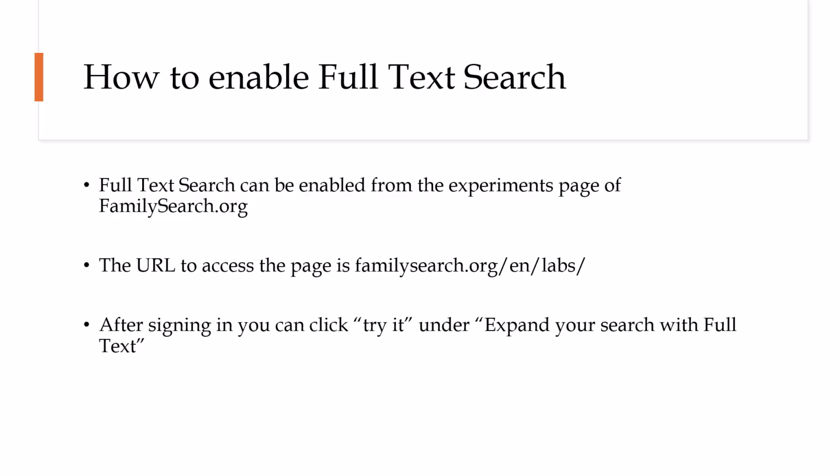So how do you enable full text search? Full text search can be enabled from the experiments page of FamilySearch.org. I put the URL up on the screen, the one you're going to want to type in to get to the experiments in the labs section of FamilySearch. After you sign into your FamilySearch account, you'll hit the Try It button under Expand Your Search with Full Text. And I'll show you what that looks like right about here.